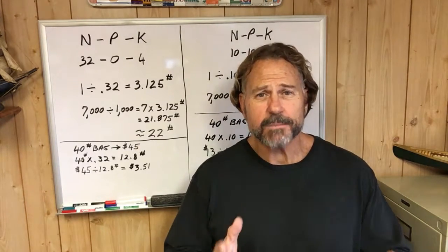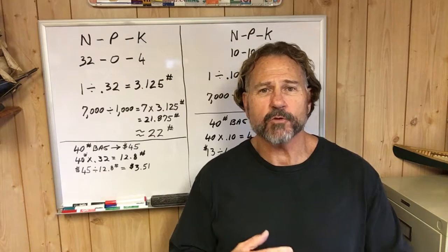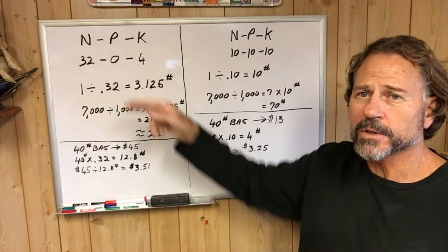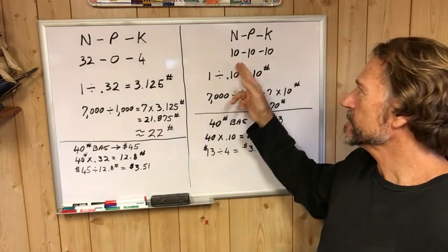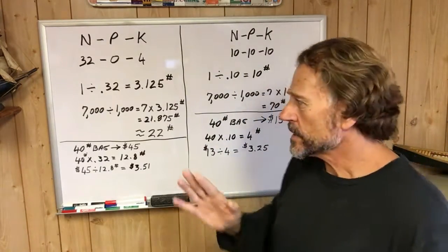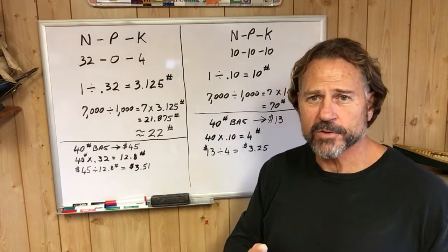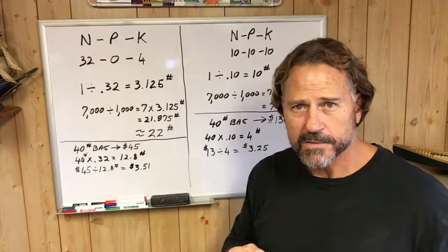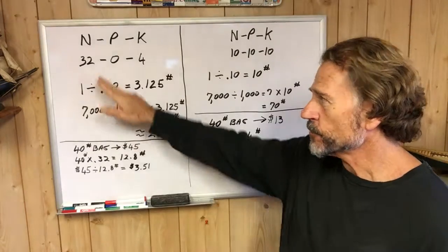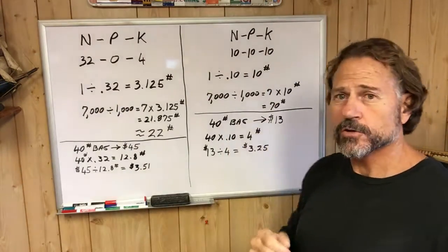So we're going to use the same examples that we used in part 2 as far as the types of formulations available. In this one example we had a 32-0-4 blend, and in the other example we had a 10-10-10 blend of fertilizer. So today we're going to say that we're trying to find out how much it costs us per pound of nitrogen between each of these two bags. Each of these two bags is a 40-pound bag, let's say, and this 40-pound bag costs $45. This 40-pound bag only costs $13.